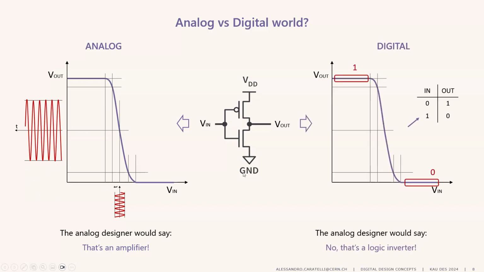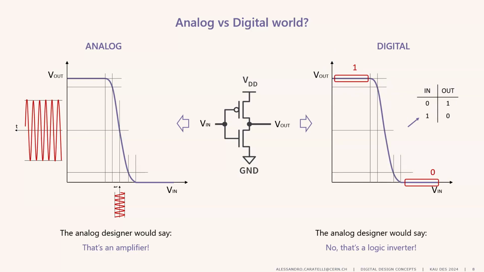A digital designer instead will say, no, this is an inverter actually, because the digital designer will want to use it in its stable states, where the output voltage is the ground or the supply voltage, and we'll call them 0 and 1. And this object will create a logic function which is called inversion. So a 0 becomes a 1 and a 1 becomes a 0. And like this, we see that out of this transistor, you can also build logic functionalities.